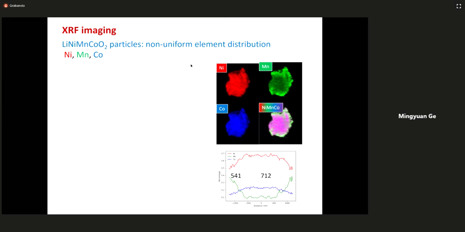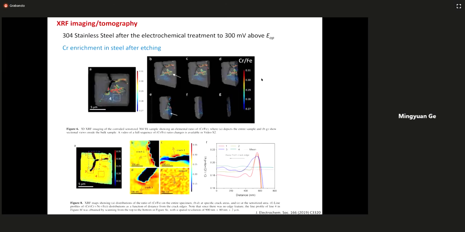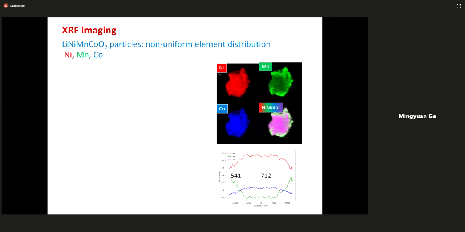And this is just one very quick example showing the fluorescent signals from the materials. For this one, they can discriminate the nickel, manganese, and cobalt simultaneously. This is really advantageous compared to the previous transmission X-ray microscope.